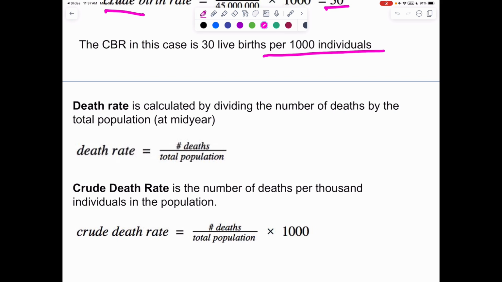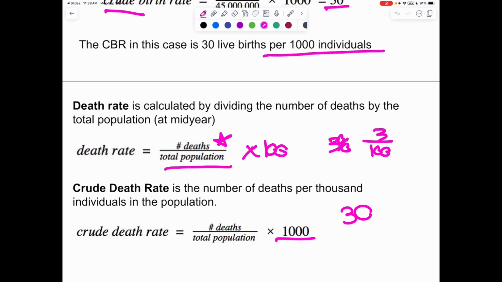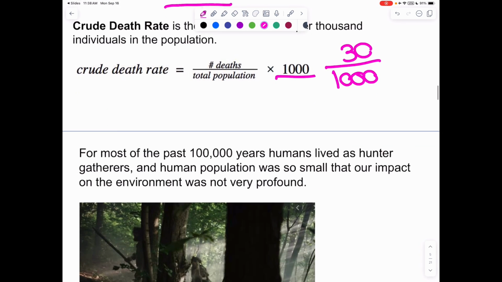Death rate, same thing. We're going to take the number of deaths divided by total population, multiply that by 100 to get our percentage. Crude death rate, we're just going to multiply that by 1,000. Technically, if it's 3%, that is 3 in 100, but people don't always realize that. So if we multiply it by 1,000, that would now be 30 in 1,000. So again, a little bit easier to understand.